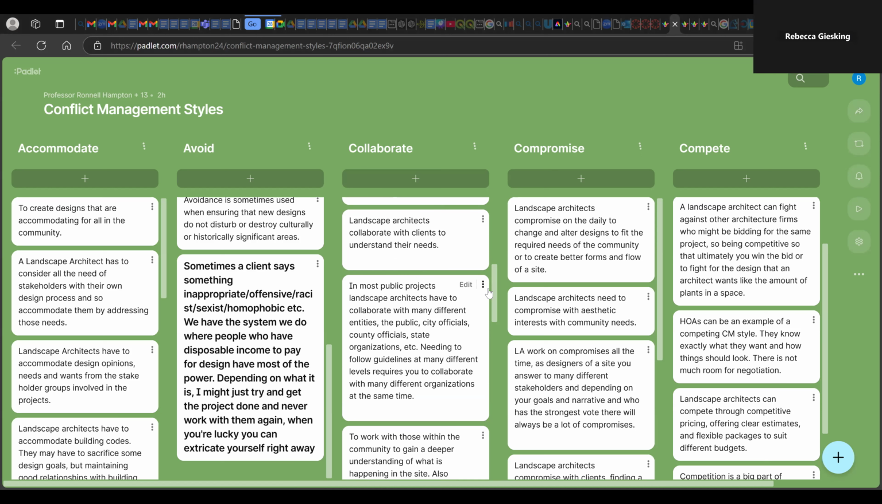In most public projects, landscape architects have to collaborate with many different entities, the public, city officials, county officials, state organizations, etc. Needing to follow guidelines at many different levels requires you to collaborate with many different organizations at the same time. Indeed, right? So I feel you should always lead with collaboration. And that's the best practice.